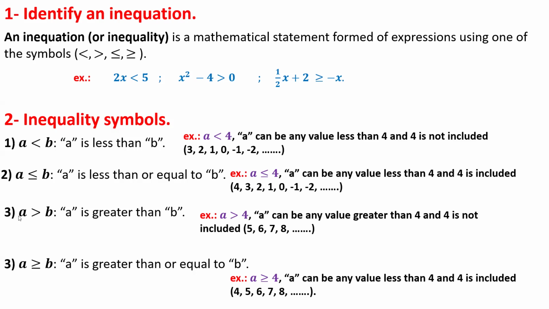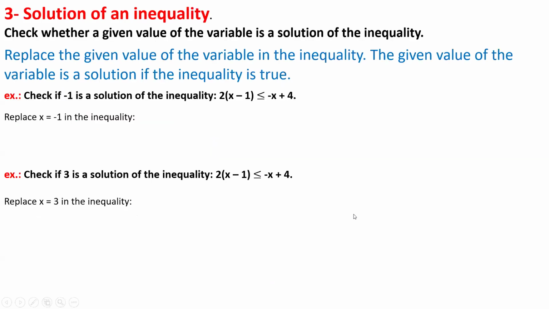Case number 3, A greater than B. For example, A greater than 4. So A can be any value greater than 4, but 4 is not included. 5, 6, 7, 8, etc. Case number 4, A greater than or equal B. So A can be any value greater than 4 and 4 is included. So my values start from 4, 5, 6, 7, 8, etc.